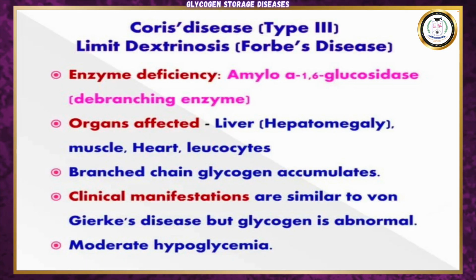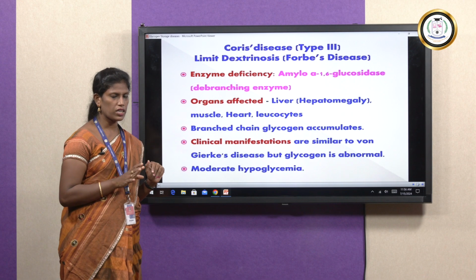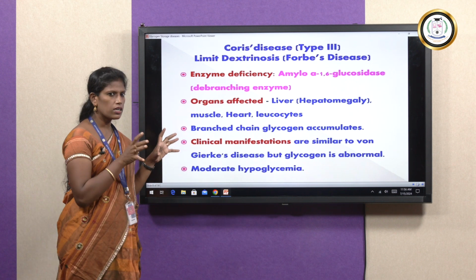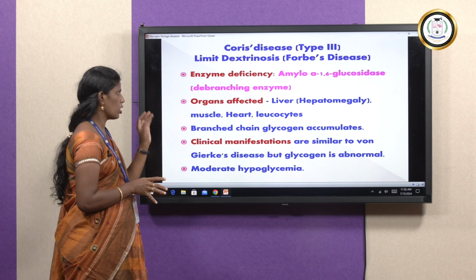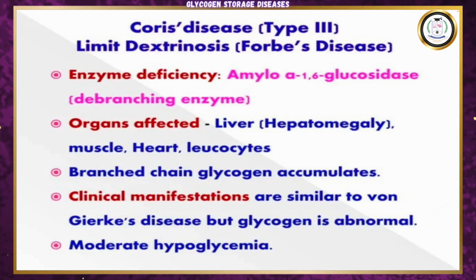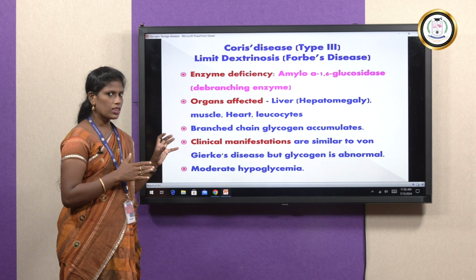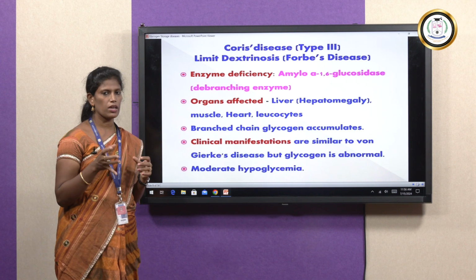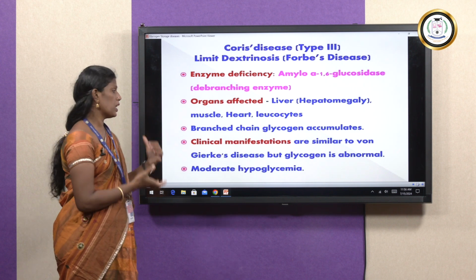Next is type 3, Cori's disease. This disease is also called Forbes disease. The enzyme deficiency is amylo-1,6-glucosidase. The main organs affected are liver, muscle, heart and leukocytes. The clinical and biochemical manifestations are hepatomegaly. Branched chain glycogen accumulates, which leads to hepatomegaly. Other than that, the clinical symptoms are similar to Von Gierke disease, that is hypoglycemia, hyperuricemia and hyperlipidemia.